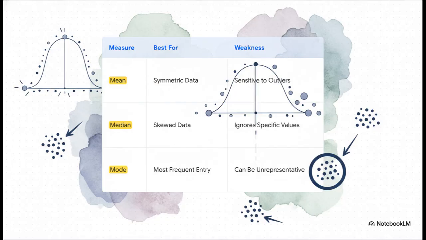So think of this as your quick cheat sheet. The mean, it's great when your data is all nice and neat without any crazy outliers, but its big weakness is that those extreme values can pull it all over the place. The median is your go-to tool when the data is skewed, for the simple reason that it isn't affected by outliers. And the mode is really just best for finding what's most common, but it often doesn't give you a true sense of a center.